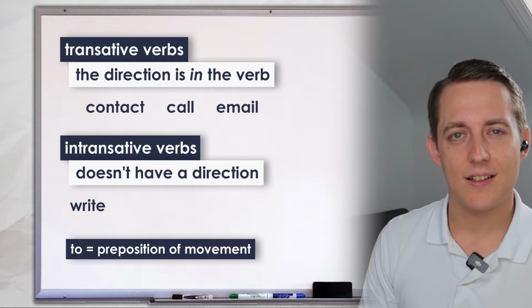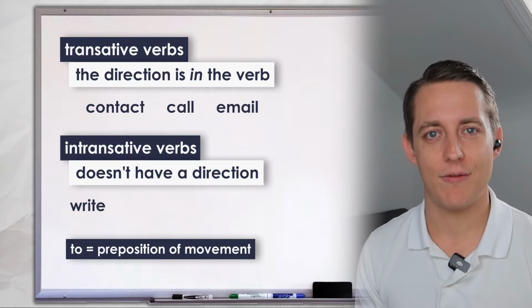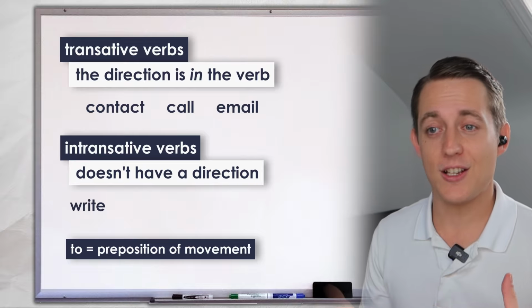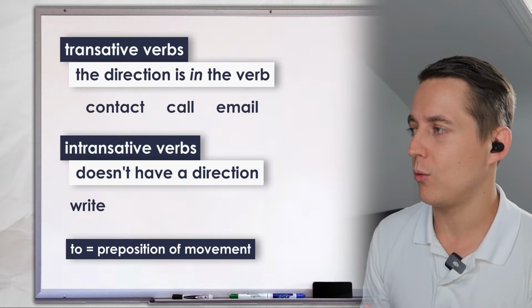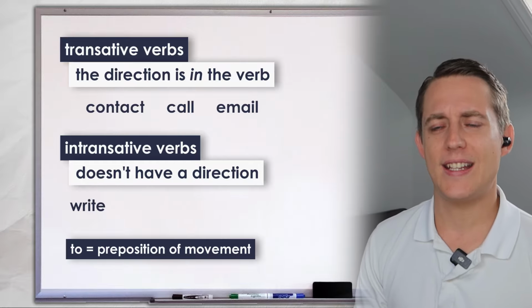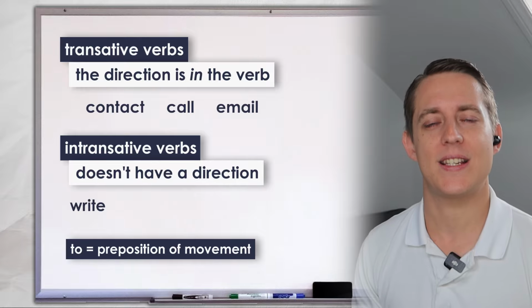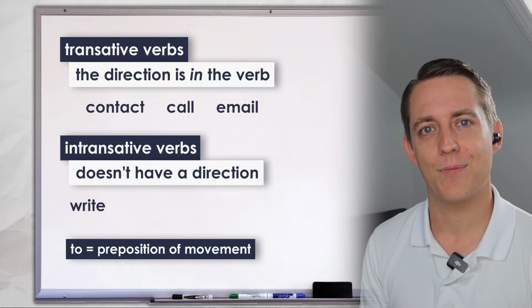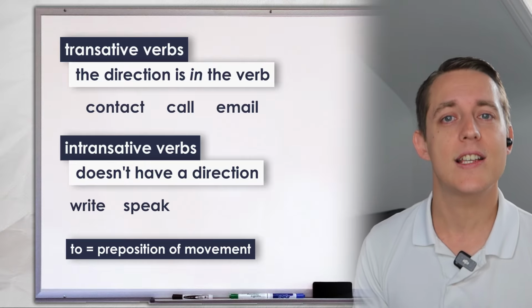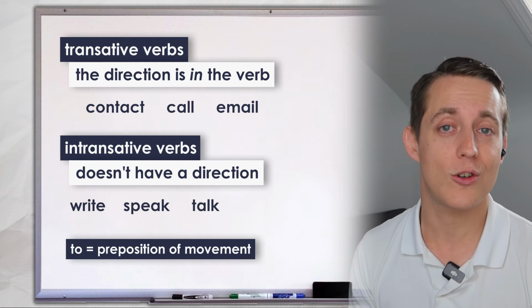Then we have write. Write is intransitive. The word write doesn't tell us it's going anywhere because you can just write. What are you doing? Writing, right? So we need to help it. We need to give it a preposition to send it somewhere. That's why we say write to me. We can also say speak to me or talk to me.